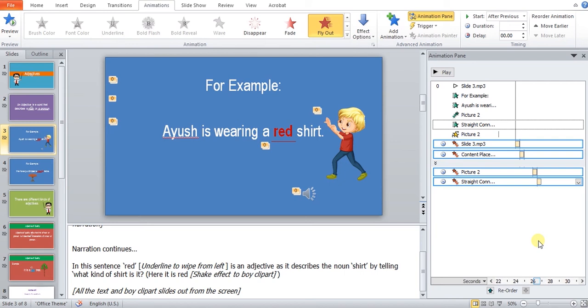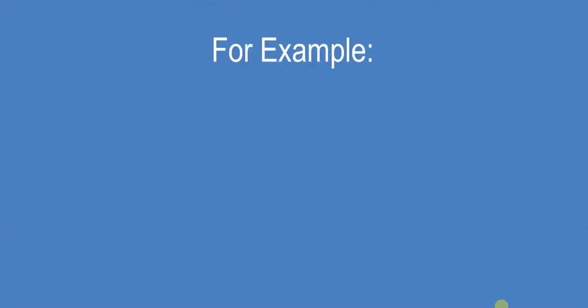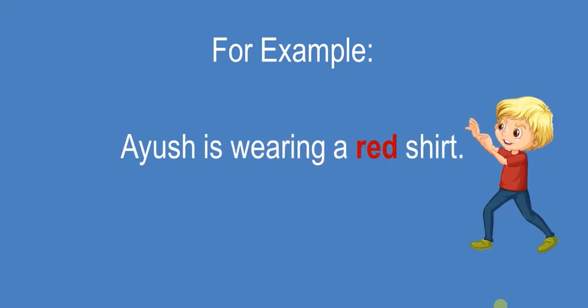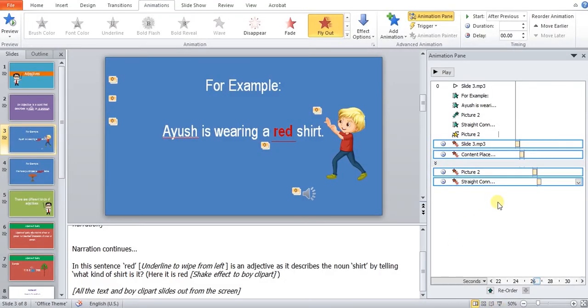So now if you view it, you can see this. For example, Ayush is wearing a red shirt. In this sentence, red is an adjective as it describes the noun shirt by telling what kind of shirt it is. Here it is red. All right, and you can see here it is all going out one by one.